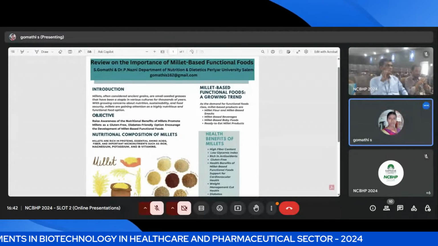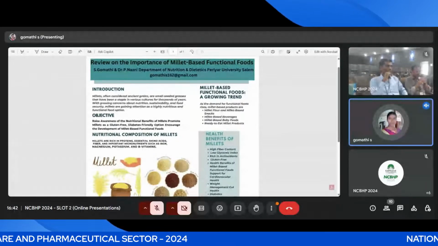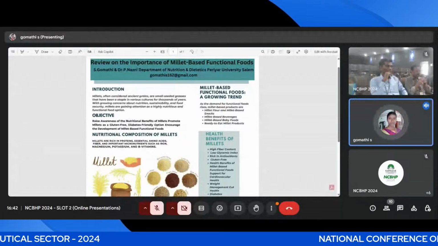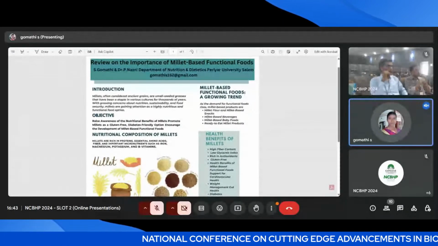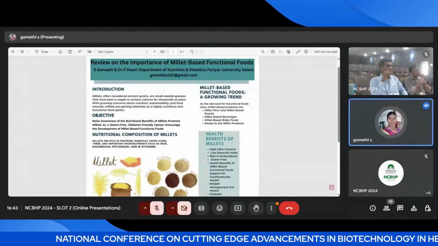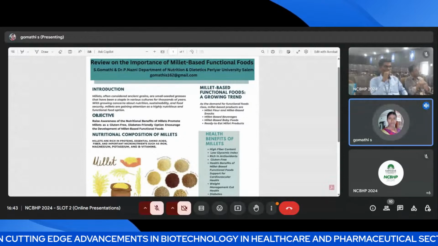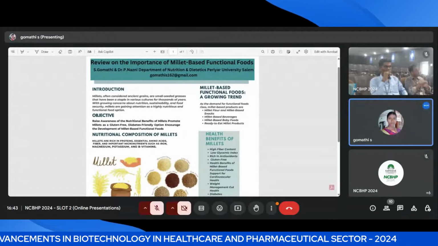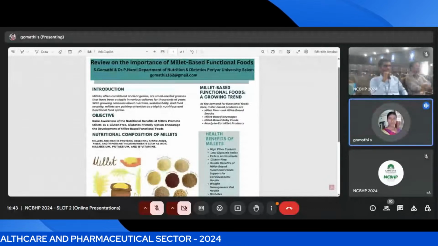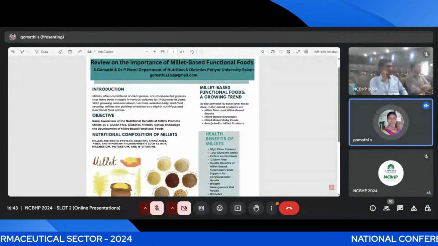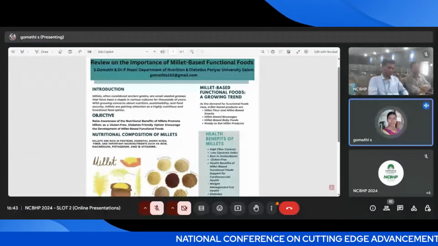Millets contain powerful antioxidants like phenolic acid and flavonoids. These antioxidants are known to protect the cells from oxidative stress, reduce inflammation, and may lower the risk of chronic diseases such as cardiovascular disease, cancer, and age-related conditions. Millets are naturally gluten-free, so they are an excellent dietary alternative for people with celiac disease and gluten intolerance.